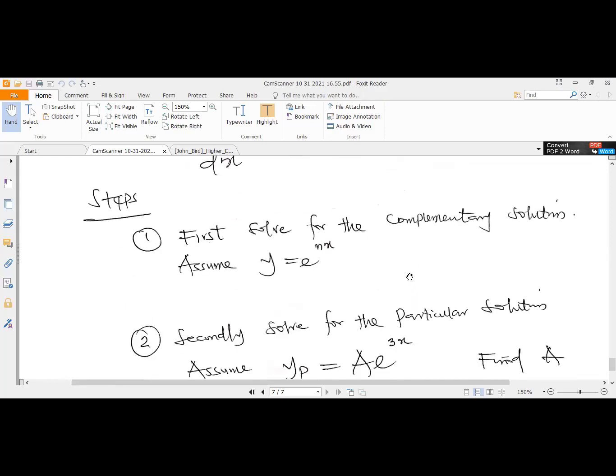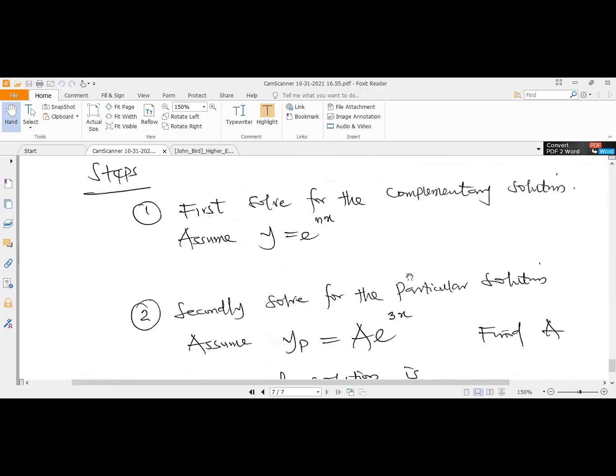Now, when you look for the complementary solution, you keep your answer. Now, you need to assume a particular solution. In this case, you can assume your particular solution will be A exponential 3x, isn't it? Then you need to find A. So you follow the same procedure, then you find your A.